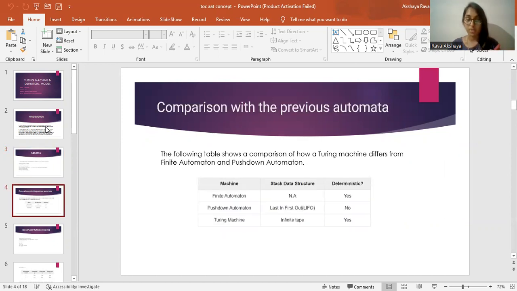Comparison with the previous automata. The following table shows a comparison of how a Turing machine differs from the finite automata and pushdown automata. First, finite automata: the data structure is normal automata and it is deterministic. Pushdown automata: it is a last in first out format and it is not deterministic. Turing machine: it has a finite tape data structure, and yes, it is a deterministic structure.